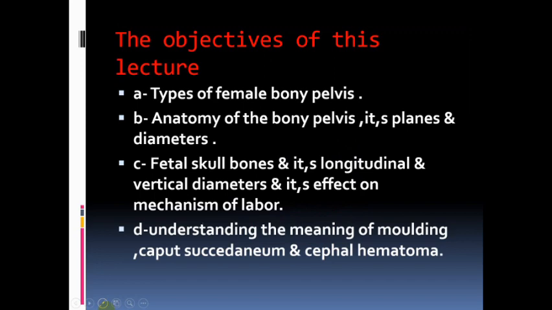Actually, we have 4 different types of female bony pelvis, and to know the different bony parts which form the female bony pelvis and their diameters, to know the bones which form the fetal scalp, their longitudinal and transverse diameters, and the effect of these diameters on the mechanism of labor, and to understand the changes which may affect the fetal scalp, like molding, caput succedaneum, and cephalohematoma, and the effect of these changes on the progression of labor.